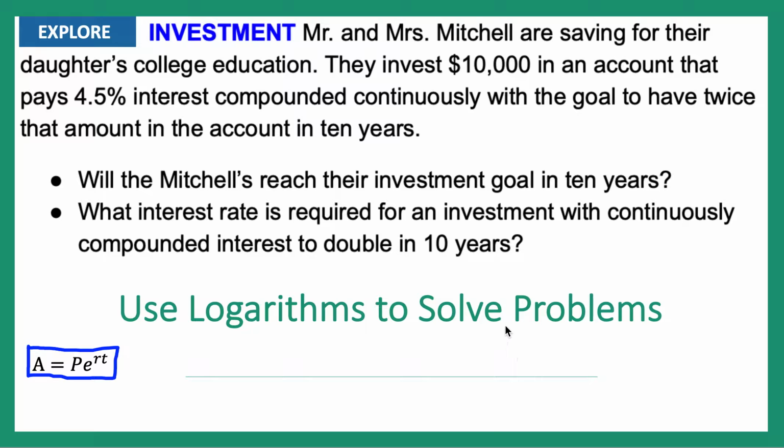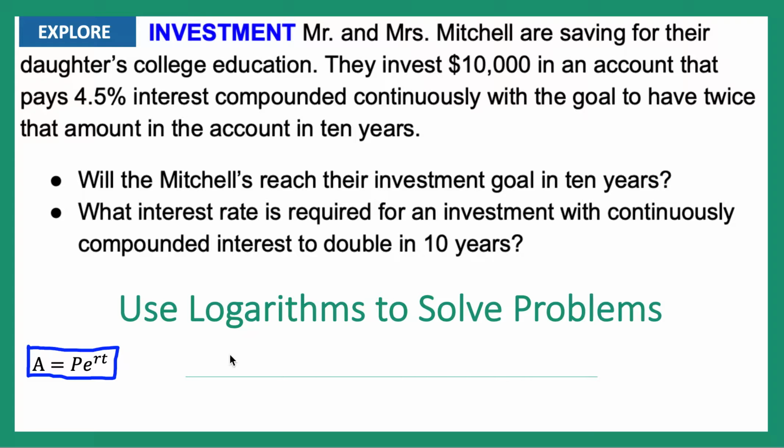To solve problems. Investment. Mr. and Mrs. Mitchell are saving for their daughter's college education. They invested $10,000 in an account that pays 4.5% interest compounded continuously, with the goal to have twice the amount in the account in 10 years. There are two questions, but first of all, in this slide, I'm going to talk about the first question, that is, will the Mitchells reach their investment goal in 10 years?